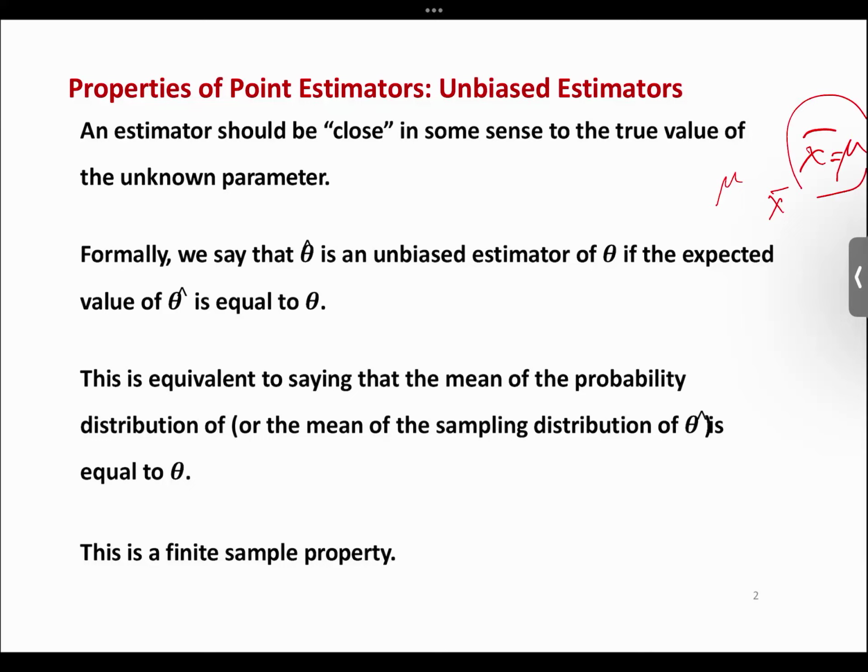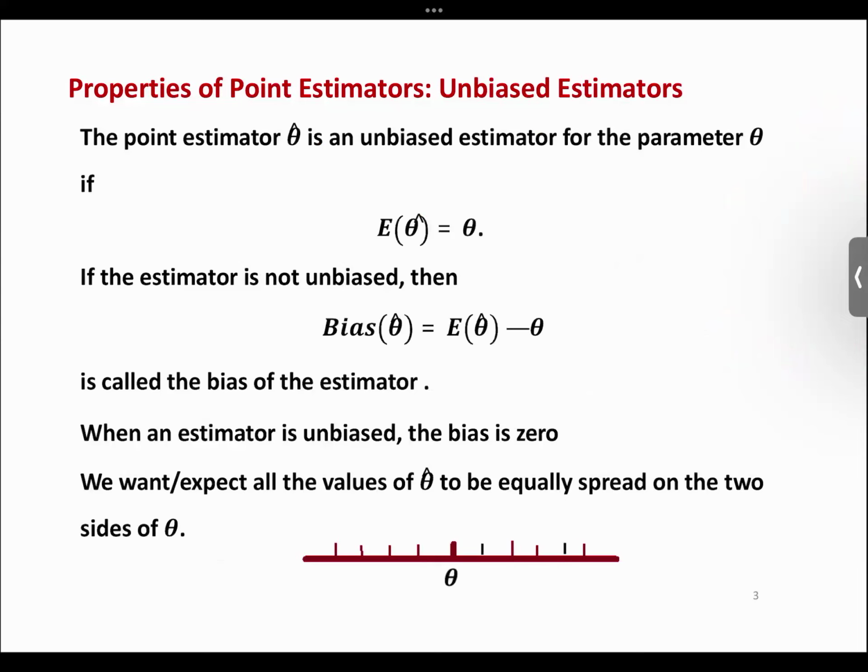Or if it is very close, you get x bar equal to mu minus some value, some bias. Let's say your mu is 0.8, but you get your x bar as 0.5. This means that you have a 0.3 bias. That's what is given by this equation.